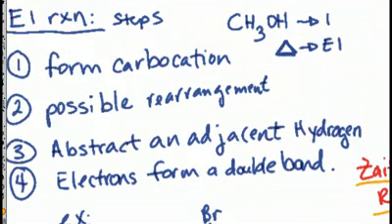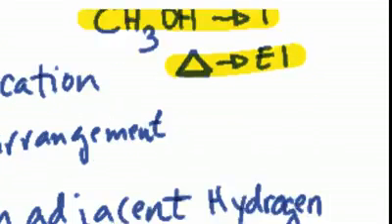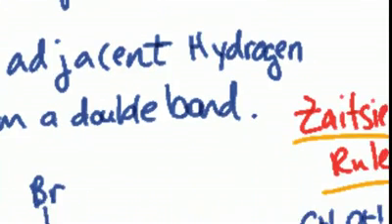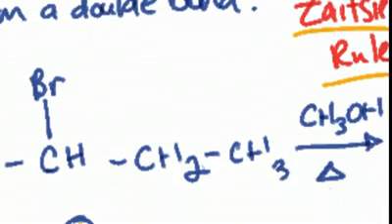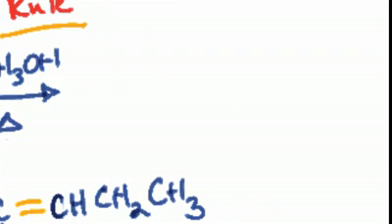Okay? So I hope this has cleared up any confusion that you might have. Recapping, the main thing that let us know it was an E1 reaction was the methanol presence. If we add heat, we can make it an E1 reaction. Check for rearrangements. Then once the leaving group leaves, abstract an adjacent hydrogen, leave the electrons to form a double bond. Okay? Hope that's cleared up any confusion that you might have.